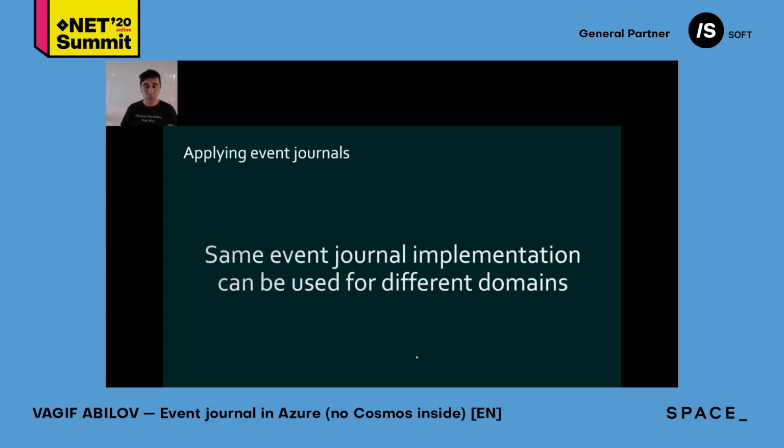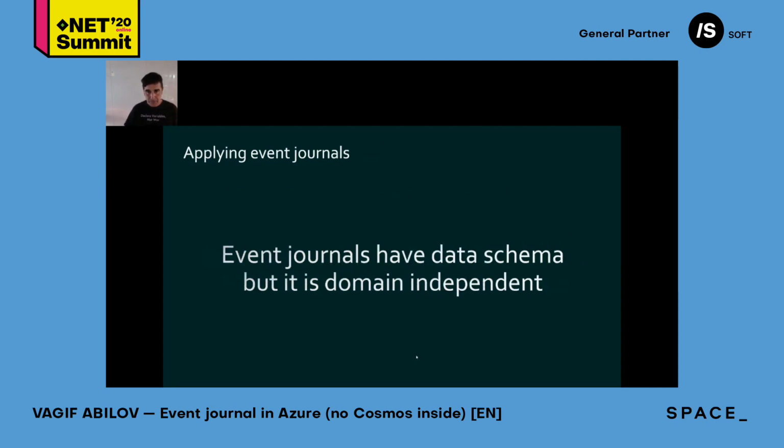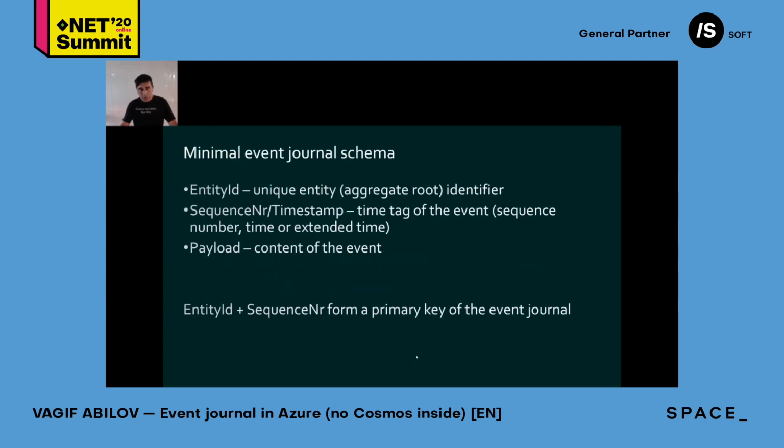And this is what makes event journals flexible and interesting, because the same event journal implementation can be used for different domains. Event journals have their data schema, but the schema is domain independent. So we don't need event journals for finance and event journals for transport. We can speak about them in journal terms, and we will. The minimal event journal schema is actually quite simple, and you will see in the code that I'm going to show later that it's really simple code, partly because of that.